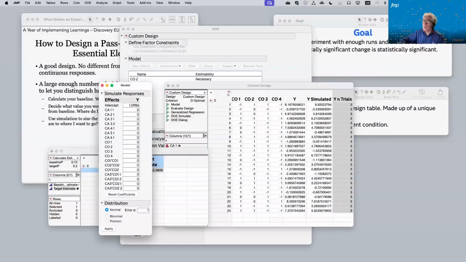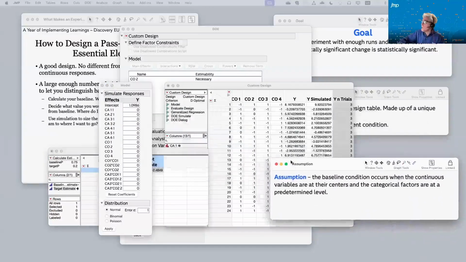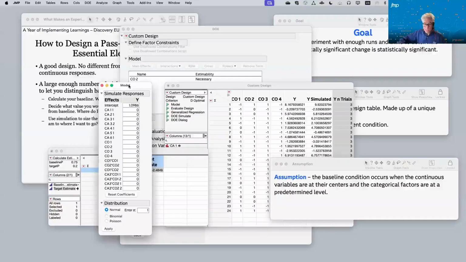Before I do all that, though, let me specify the assumption I'm making here. I'm assuming that when I run my DOE, when I have a baseline condition, my continuous factors are at the center of the design, and my categorical factors are at a specified level. So I can get that for my continuous factors by just pasting them in here.